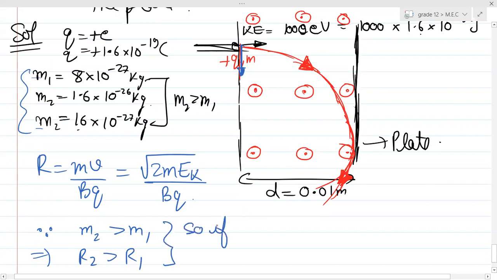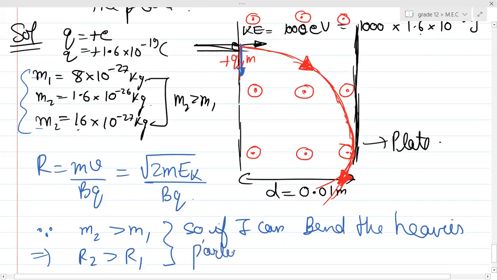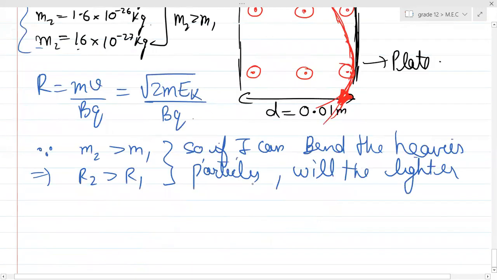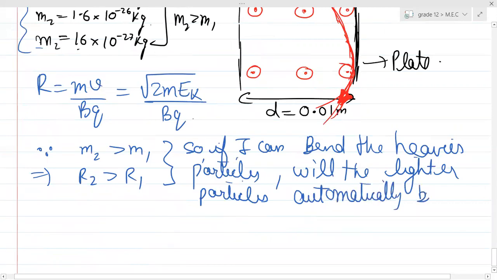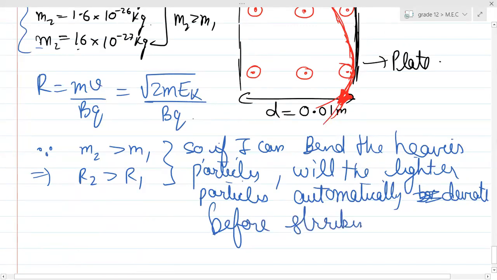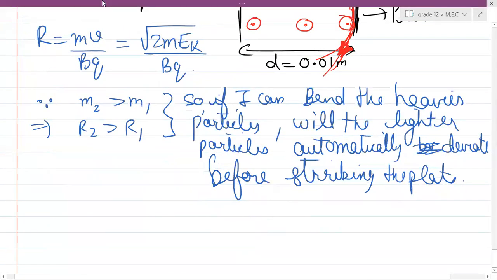So if I can bend the heavier particle, will the lighter particle automatically bend, or deviate, before colliding and striking? Yes or no, guys? So basically, what exactly is happening over here?